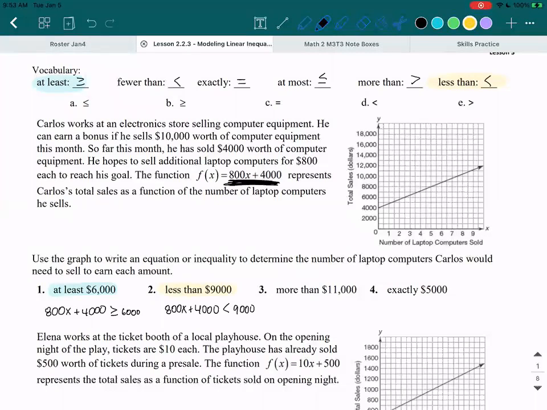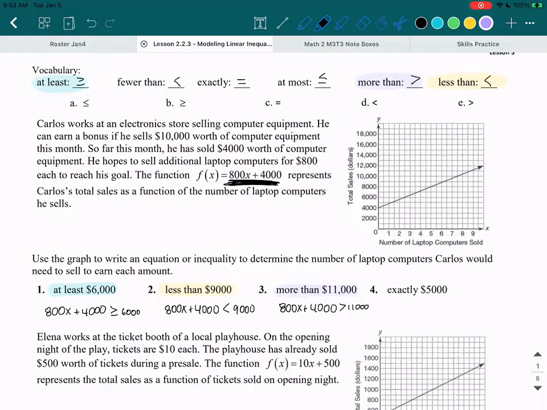Okay. What about more than 11,000? So let's first write our expression, 800x plus 4,000. And then if we want more than, let's see, which symbol should we use? Oh, this one. I'm highlighting them in purple so that you know that they're corresponding. So we want to use that greater than symbol, and it's greater than 11,000.